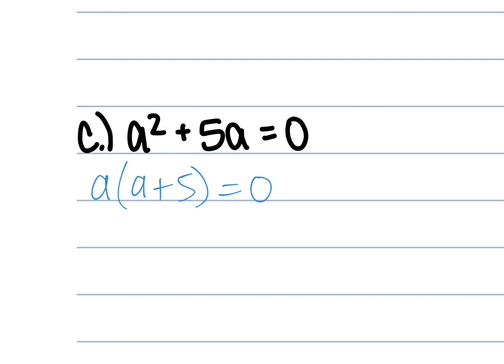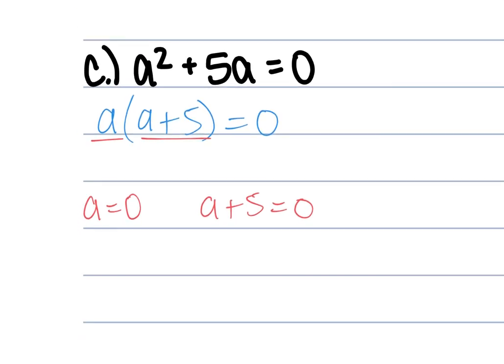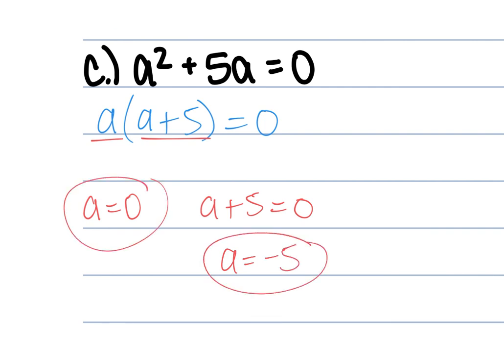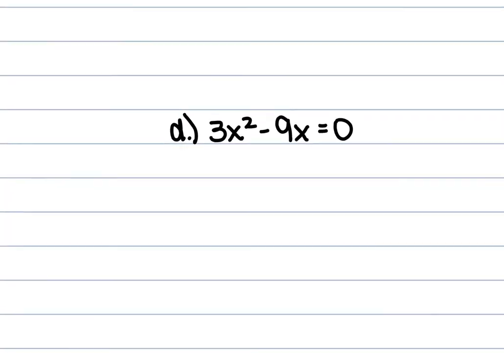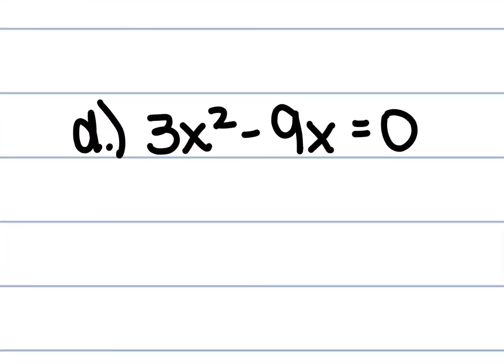You set both of these equal to 0. So you get a equals 0 and a plus 5 equals 0. So a equals 0 is one root. What's the other root? A equals negative 5. D. All right, we're going to do this one together, and then I'll let you guys go on your own.